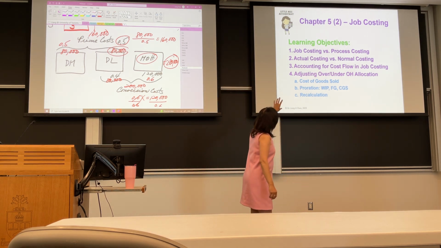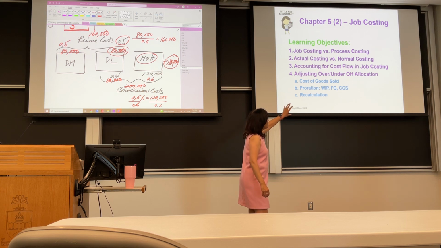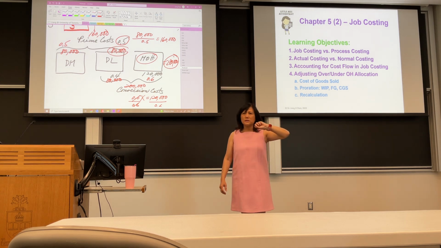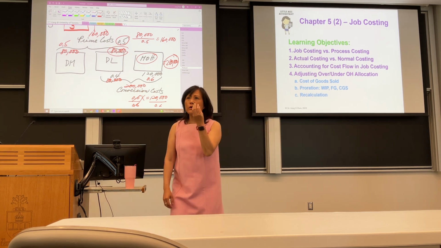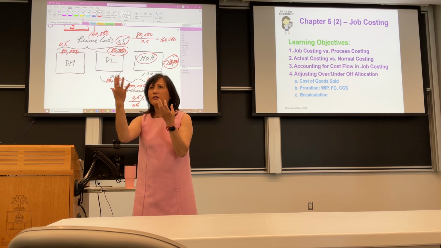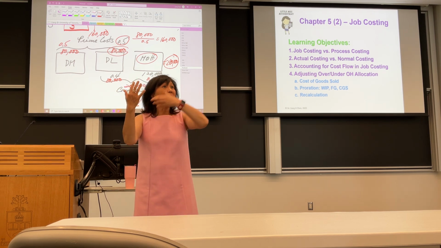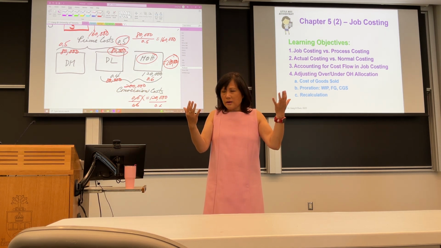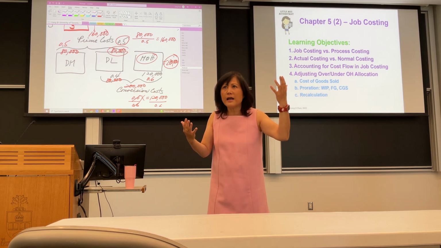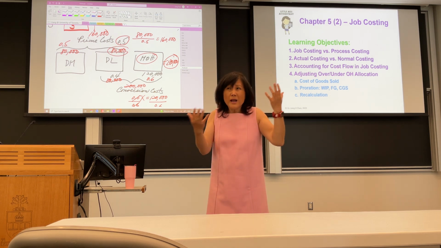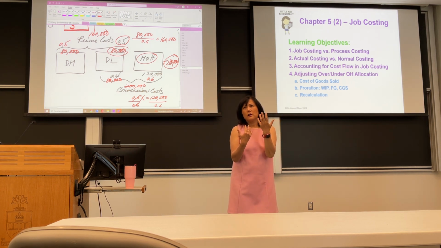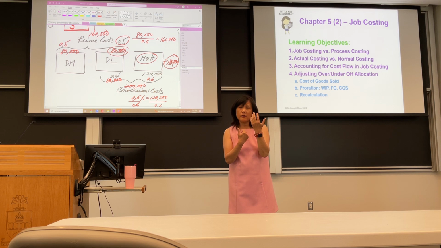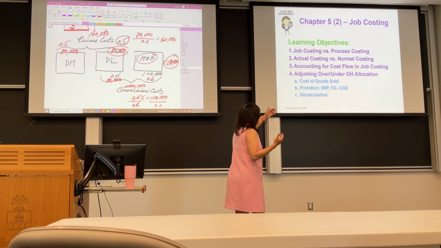So now, adjusting over or under overhead allocation. What is this? If I use normal costing, which is the estimated dollar amount, let's say I charge $50 an hour, okay? But at the end of the year, I realize, oh my God, I'm supposed to charge $60 an hour for overhead. But I only charged $50 an hour, guess what? You undercharged. Undercharge eats into your profit. So what are you going to do? We have to do an adjustment to make it right.